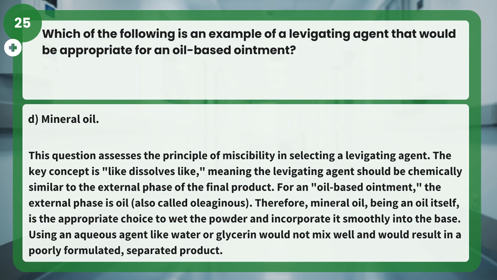Answer D. Mineral oil. This question assesses the principle of miscibility in selecting a levigating agent. The key concept is like dissolves like, meaning the levigating agent should be chemically similar to the external phase of the final product. For an oil-based ointment, the external phase is oil, also called oleaginous. Therefore, mineral oil, being an oil itself, is the appropriate choice to wet the powder and incorporate it smoothly into the base. Using an aqueous agent like water or glycerin would not mix well and would result in a poorly formulated, separated product.